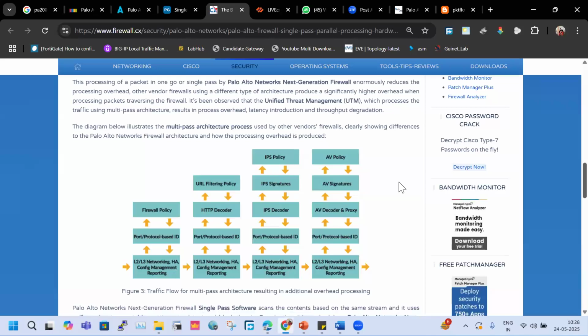Here, L2/L3, networking, HA, config management, reporting. What exactly does it do in that step? In this step, first of all, it will check layer 2 and layer 3. Layer 2 means source port, destination port. Layer 3 means source IP, destination IP. Networking means it will check the routing. The HA you already know is high availability. Management and reporting means the management traffic to the firewall. So this is the case of your traditional firewall, not a Palo Alto firewall. Keep that in mind, right?